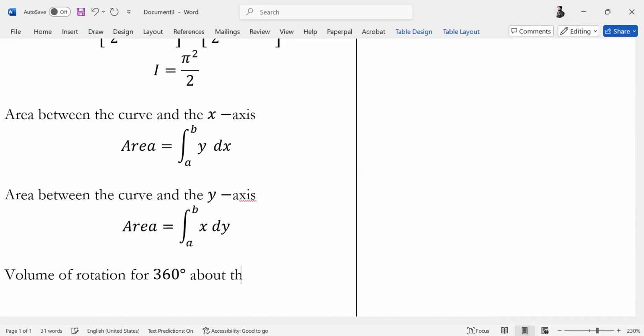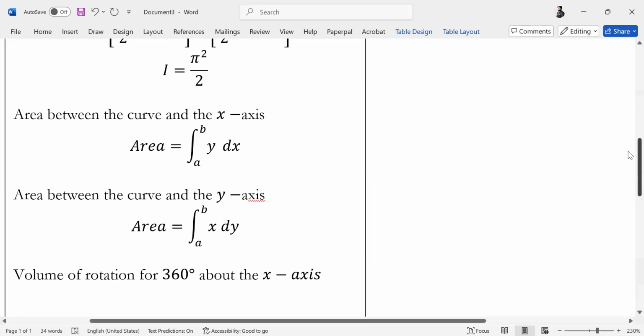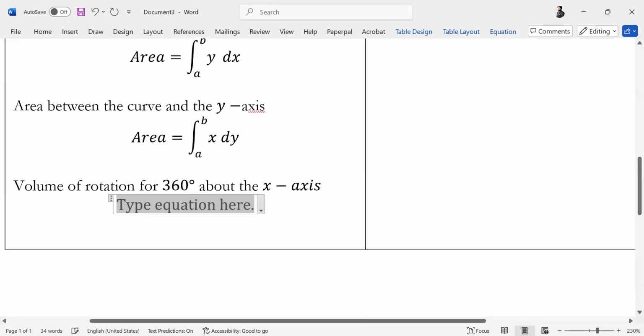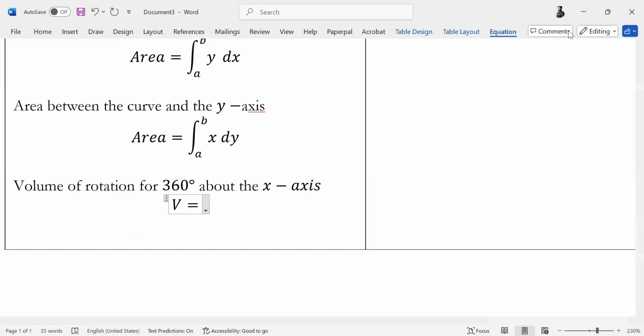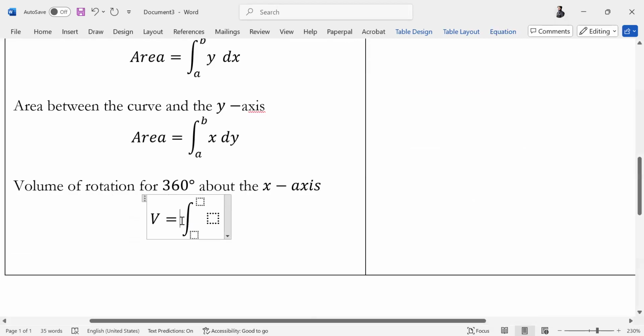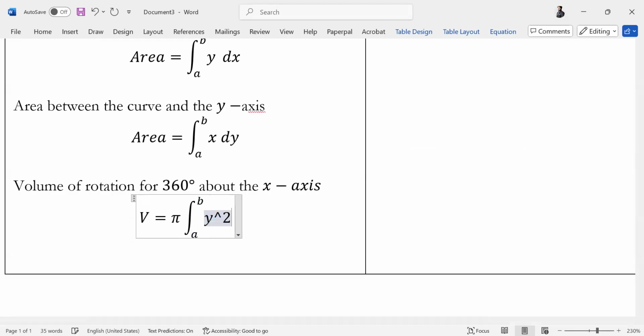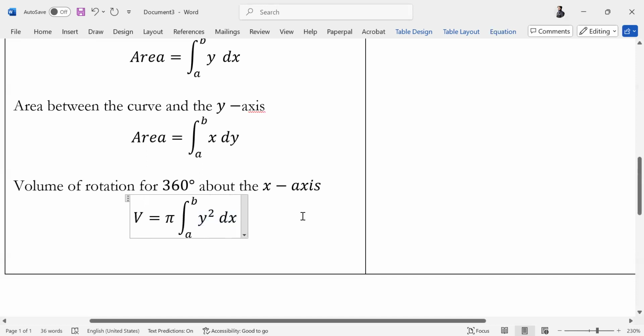360 degree about the x-axis, how did you find this volume? वही सेम थिंग दैट यू डिड, एरिया से एक स्टेप आगे की चीज, पाई, isn't that right? B was your upper limit, A was your lower limit, ऐसा ही है. So first you squared y, you plugged it in terms of x. So I'm not focusing on that.